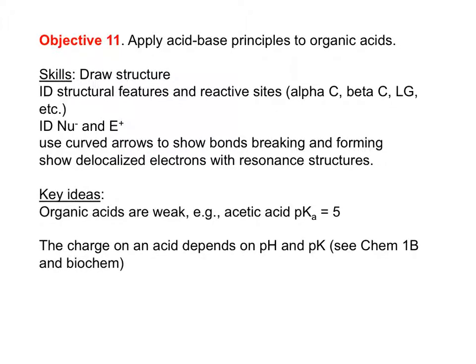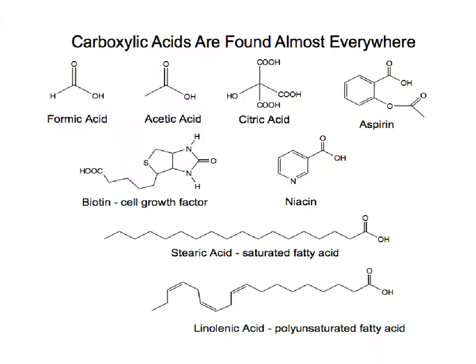Carboxylic acids are weak acids. We can use pKa to quantify how strong or weak an acid is, and we can use pH and pKa to tell us the charge of an acid. This is important when looking at amino acids and proteins.